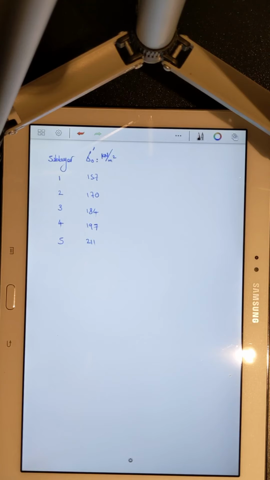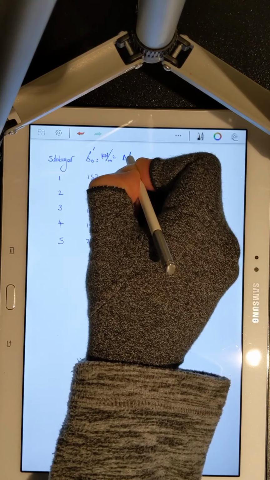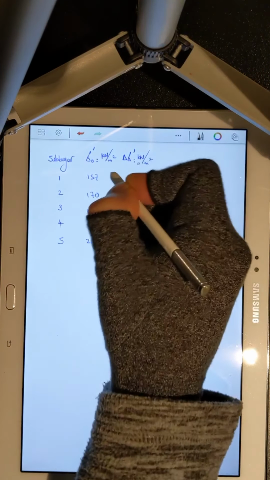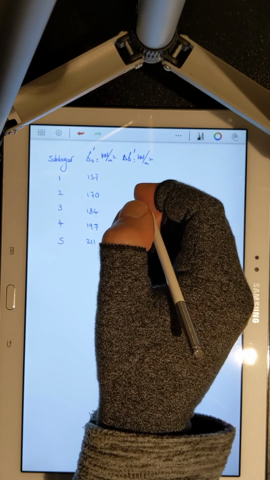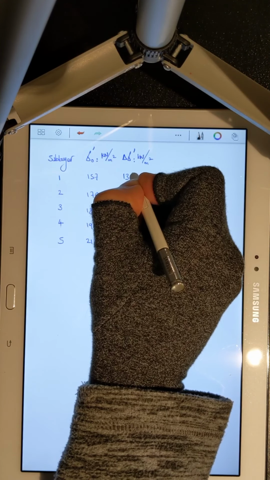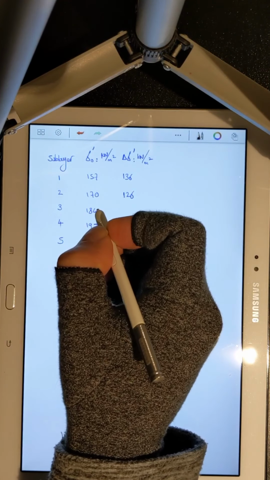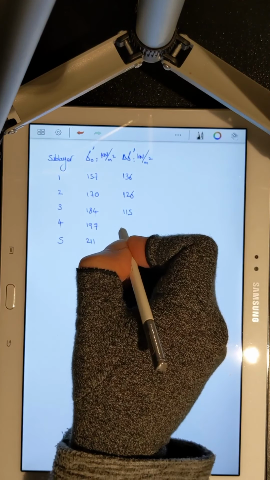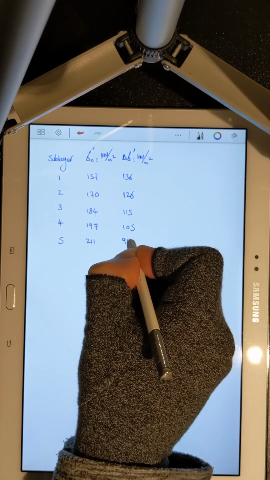I also managed to calculate the delta sigma in the middle of each soil layer. And these were 136, 126, 115, 105, and 94.